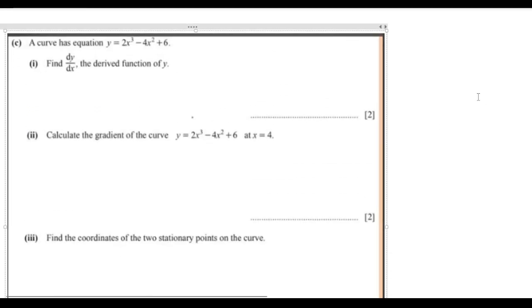A curve has equation y equals 2x cubed minus 4x squared plus 6. Find dy by dx, the derivative function of y.